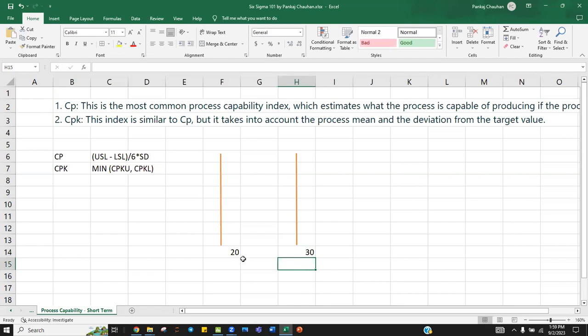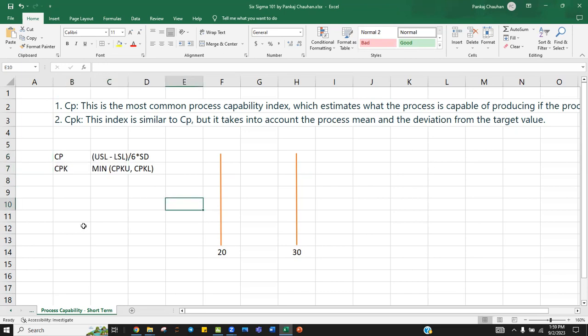Assume this is your air conditioner at home, which is performing between 20 and 30. So you are checking the probabilities: what are the chances my air conditioner will go less than 20 degrees, or what are the chances it will go more than 30 degrees. Those probabilities you check with the process capability when you are collecting just a small set of data, maybe 15, 20, 30 days of data points, and you are checking what potential it has.